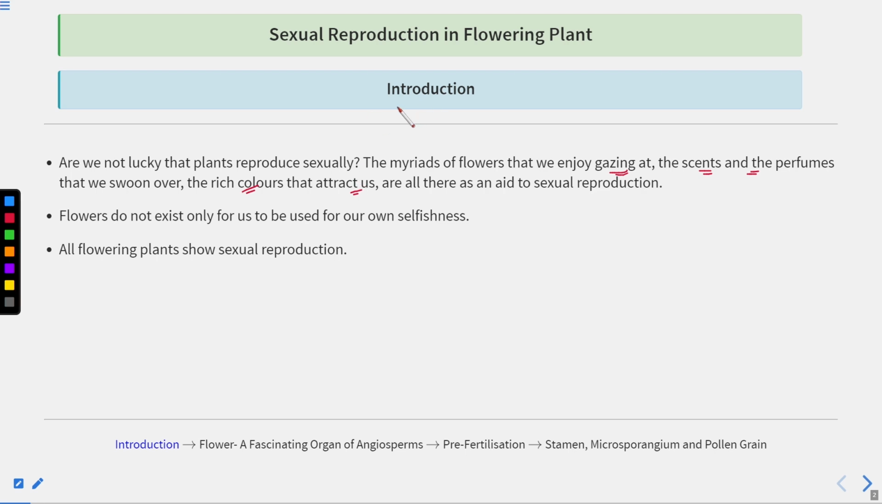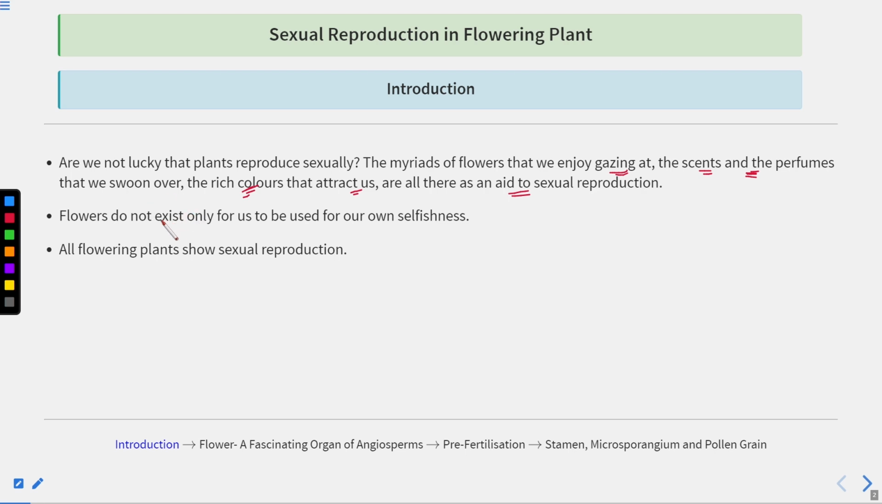So whenever you see a flower, you keep on gazing at it, you smell it also, and you have a look at the color pattern of the flower. All these, the scent, the perfumes, as well as the colors of the petals, aid in sexual reproduction, because all of these attract the pollinators. Pollination we will talk about in later classes. For now, just keep in mind that these are the features that help to attract the pollinators, and then pollination is possible. What is pollination? Pollination is the transfer of the pollen grains from the anther to the stigma. We'll talk about anthers and the carpels also.